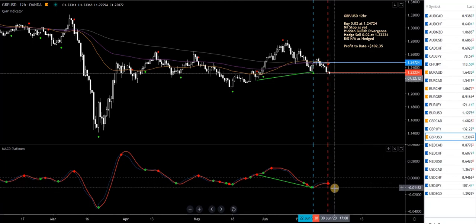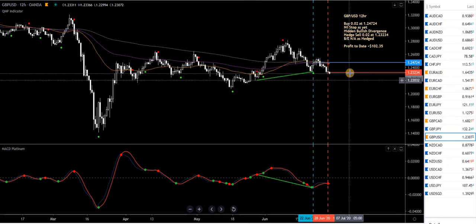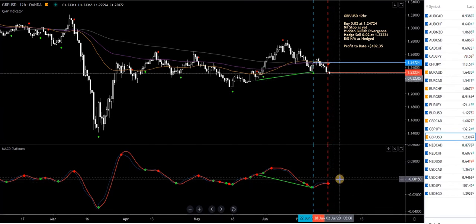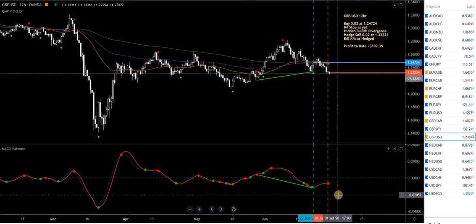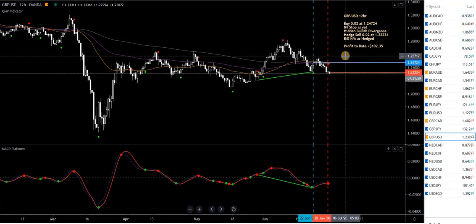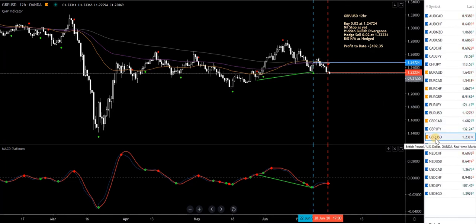The MACD Platinum's rolling down at the moment. Price is rolling down. Eventually, price will turn in some sort of pullback, either a retracement pullback or a change of direction. Possibly enough to get me into another buy trade, bigger position size, and out of all these trades. That's the plan. So that's it for the 12 hour. That's what I did this morning.